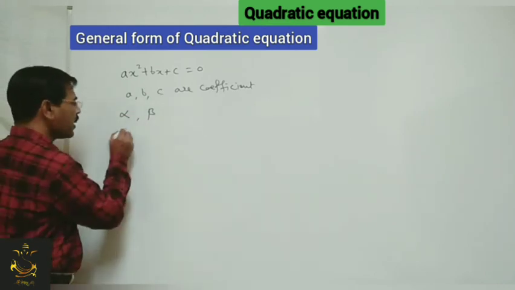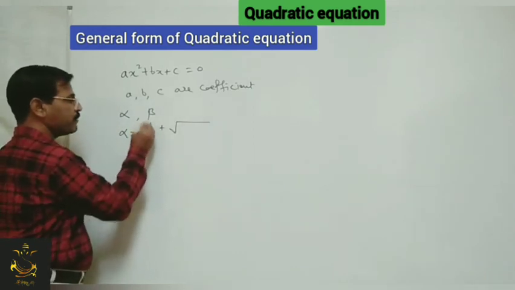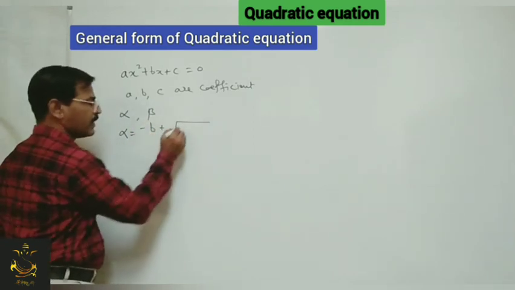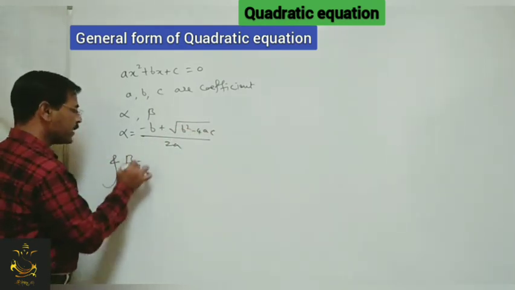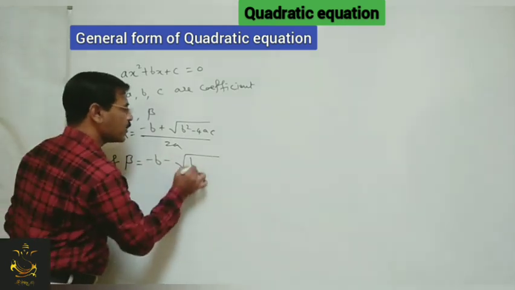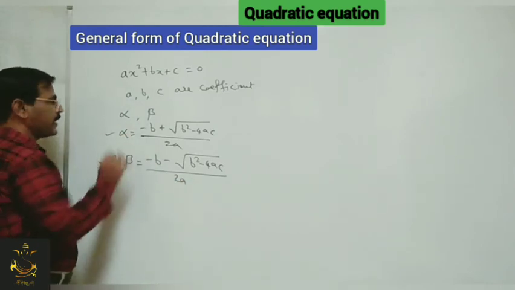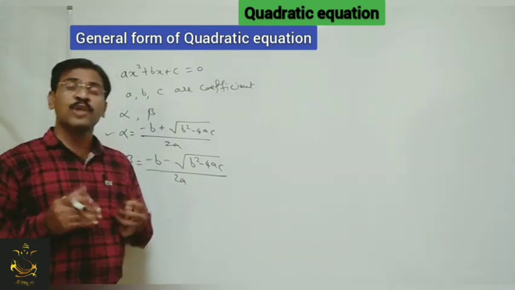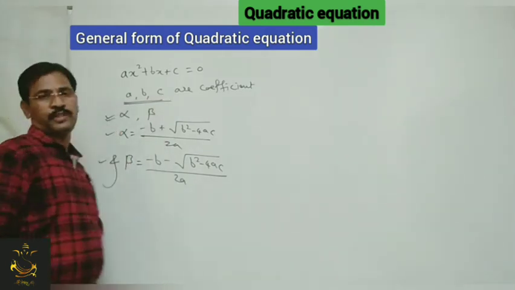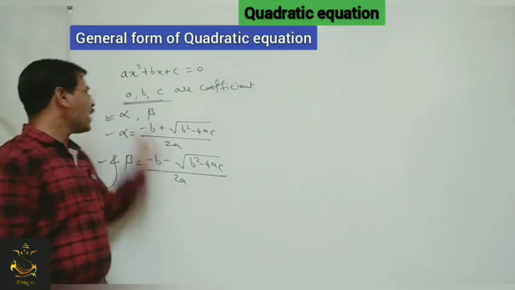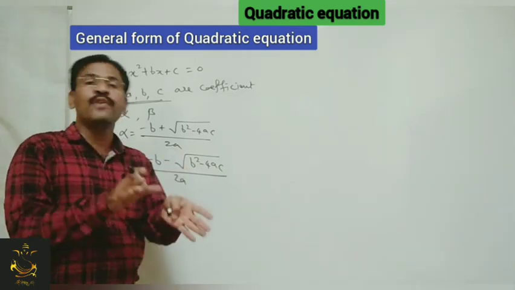Yes, alpha and beta. Alpha means, as we know, minus b plus or minus, plus we take here, under root b square minus 4ac upon 2a, and beta is equal to minus b minus under root b square minus 4ac upon 2a. Like this, alpha and beta are the two roots. Now we are going to discuss what is the relation between these coefficients and these two roots. As we know, alpha and beta are the two roots of the quadratic equation.